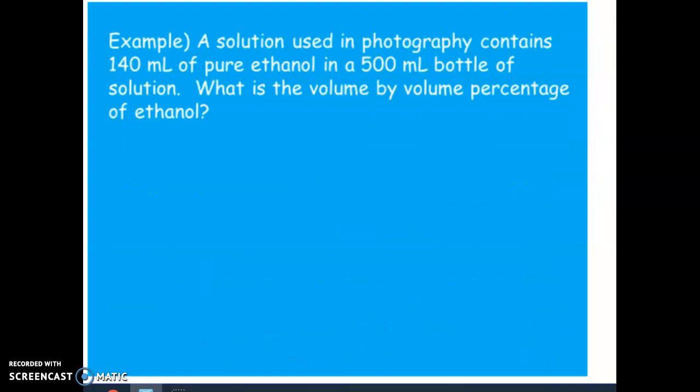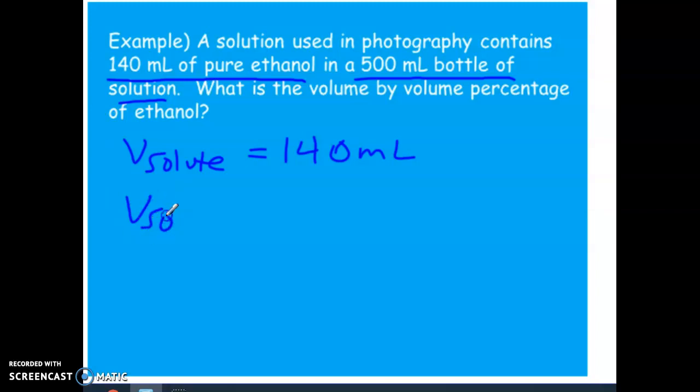Okay, so let's look at an example. A solution used in photography contains 140 milliliters of pure ethanol in a 500 milliliter bottle of solution. What is the volume by volume percentage of ethanol? So the volume of our solute, our ethanol, is 140 milliliters. Our solution, I'll just use short form, SOL'N for solution, we have 500 milliliters, right?